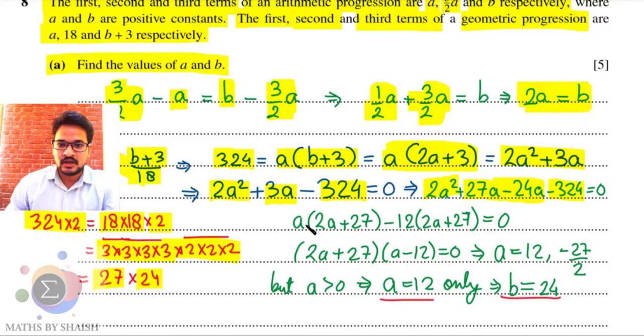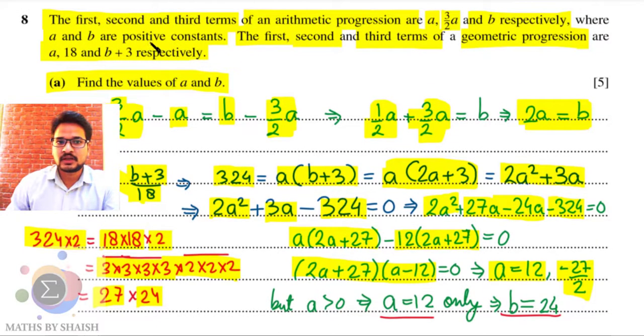Then we take first two terms A common, and in the last two terms we take minus 12 common, and then we make it equal to 0: A equals 12 and minus 27 by 2. Now in the question, it is given that A and B both are positive constants, so it cannot be minus 27 by 2, so it means A has to be 12, and then B is going to be twice of A, so B is 24. That's how we will find this.